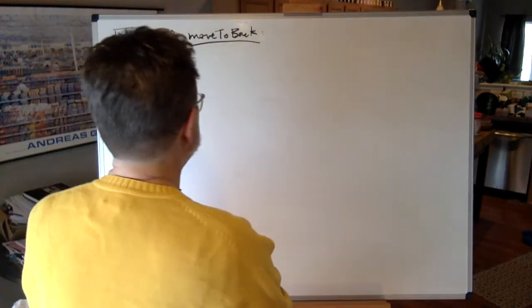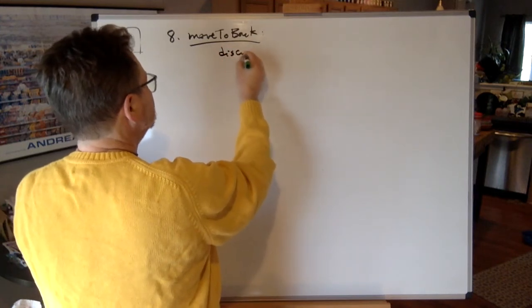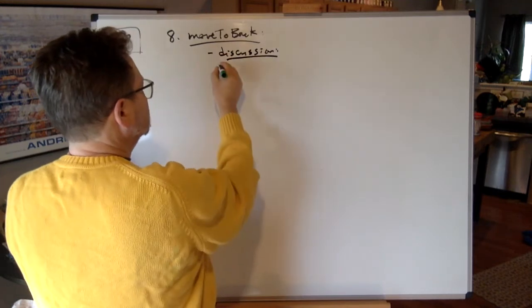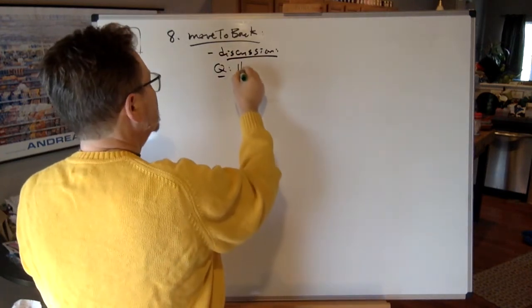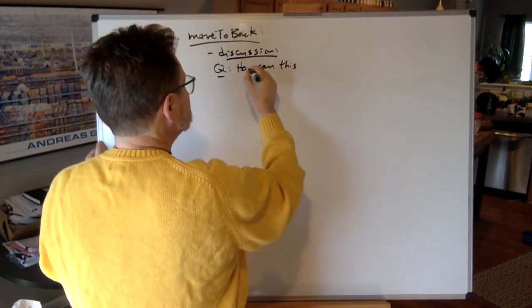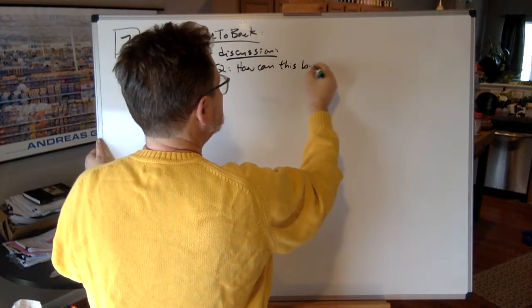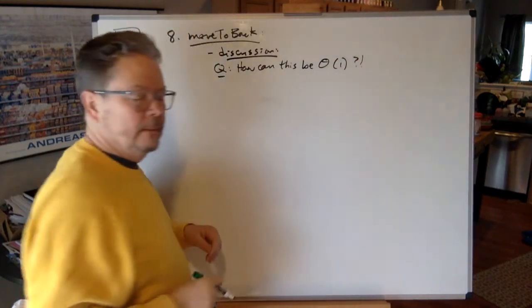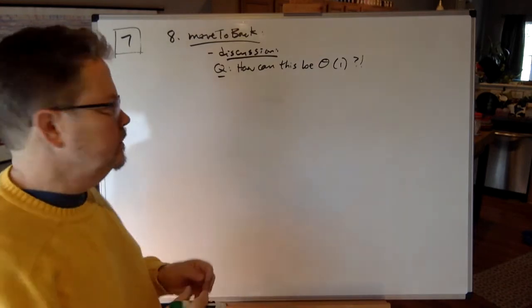In fact, there is. I'll make this a discussion and start with the question I have. How can this be order 1? Question mark, exclamation point. Take the same amount of time on a list of length 2 as it does on a list of length 2 million.